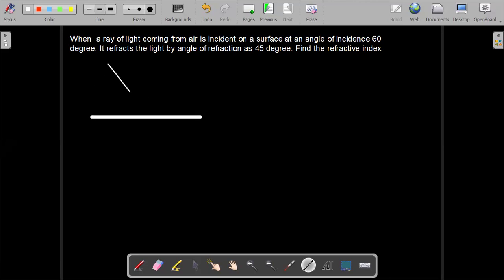So you have a ray of light which is incident at an angle of incidence. Here the angle of incidence i is given as 60 degrees and the angle of refraction is given as 45 degrees. Can anyone tell the refractive index?